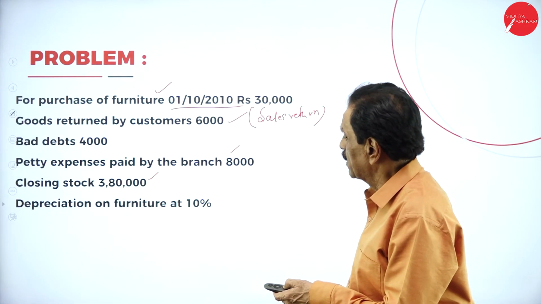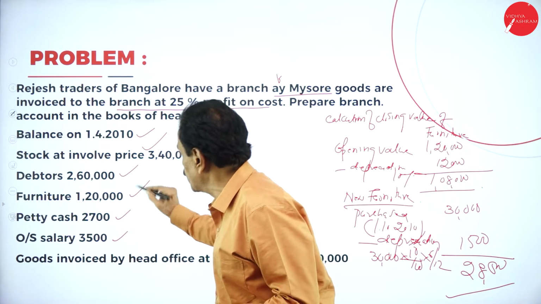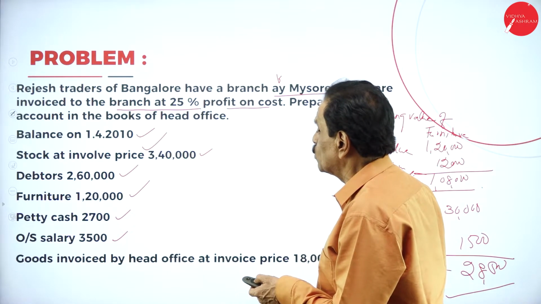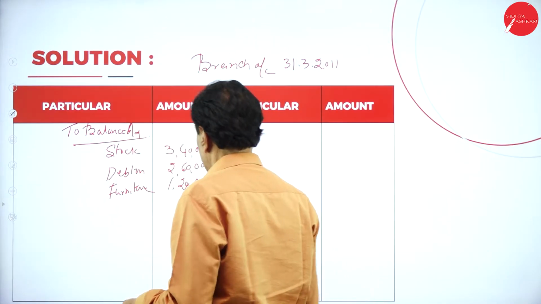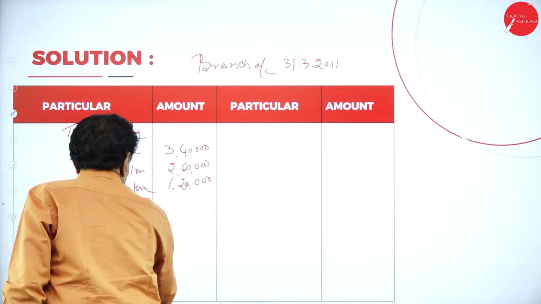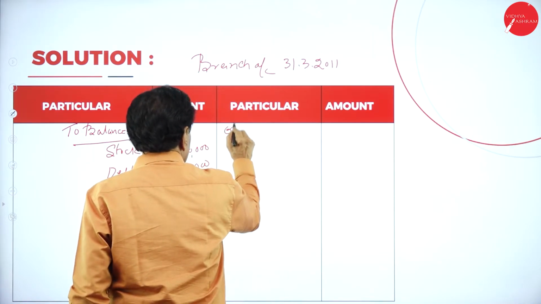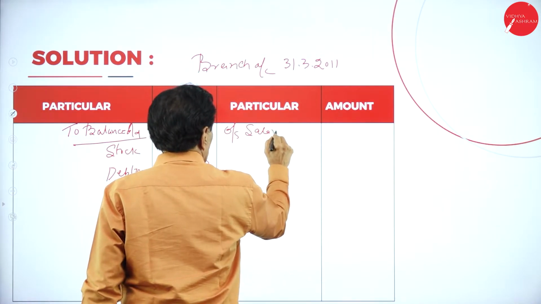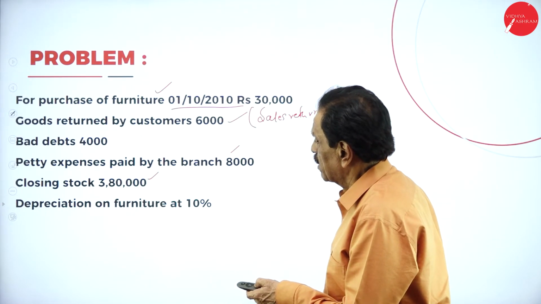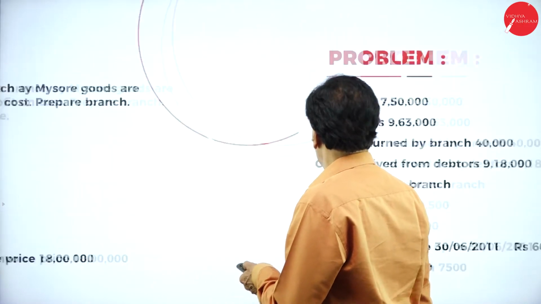See that. So here, this over, this over. Opening petty cash. What's your opening petty cash? 2,700. Then outstanding salary. Opening. What's the value? Outstanding salary 3,500.